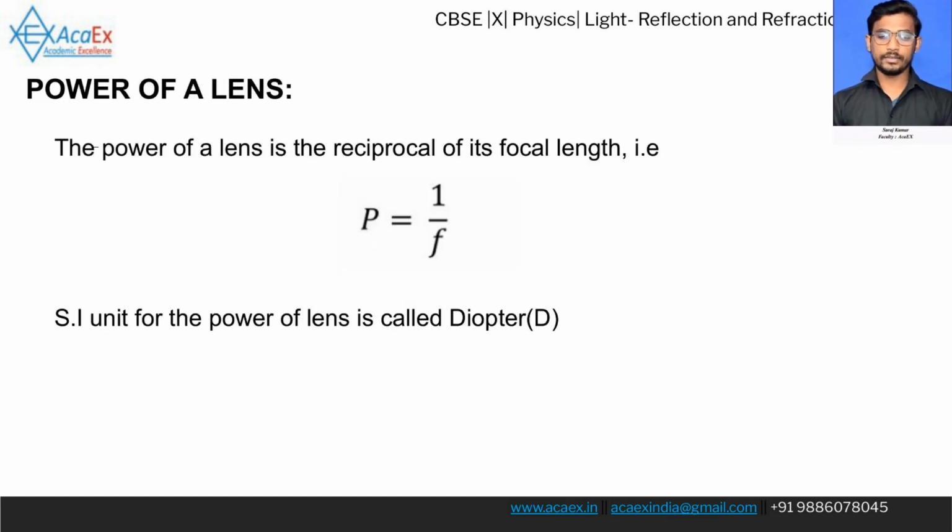Power of a lens. The power of a lens is the reciprocal of its focal length. The formula is P = 1/f. The SI unit for the power of a lens is the diopter, D.